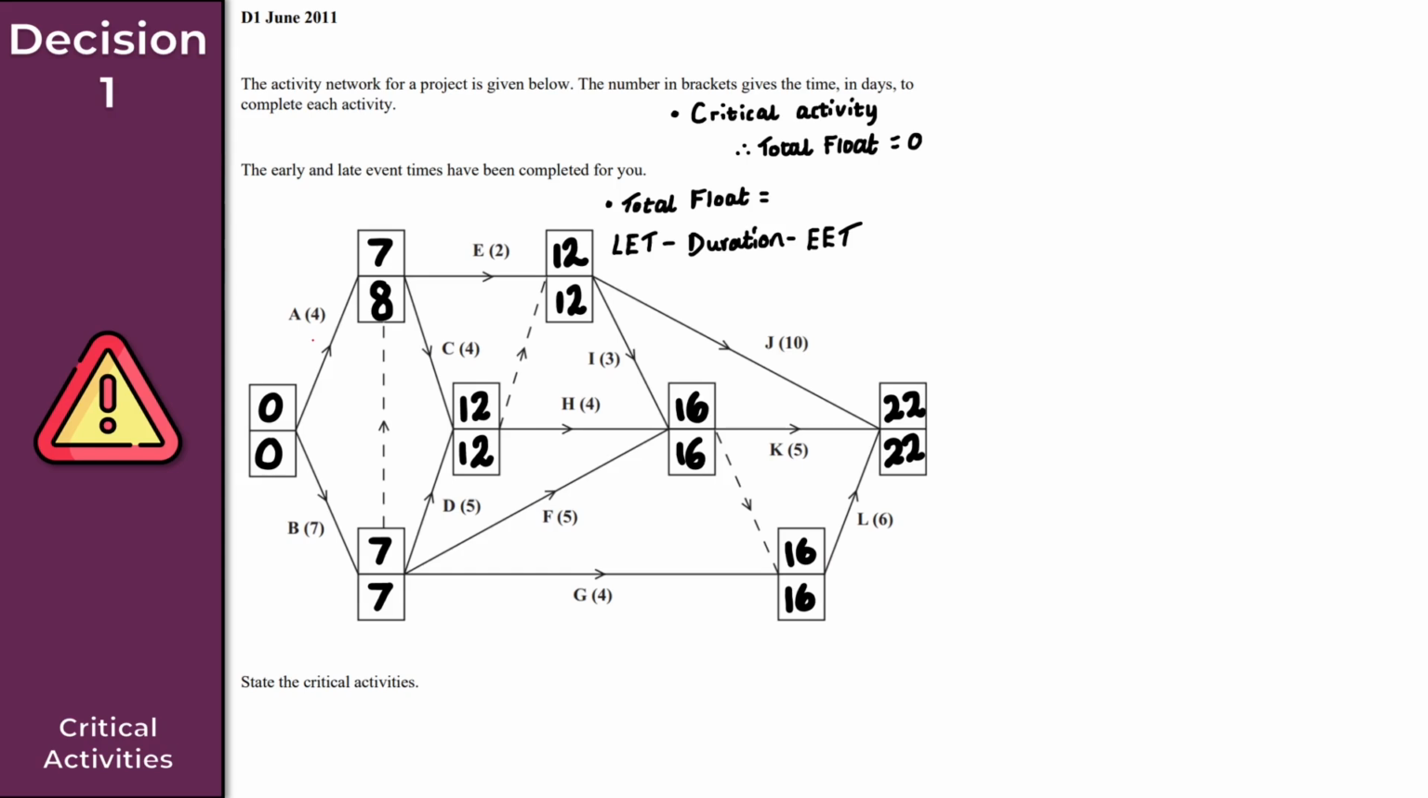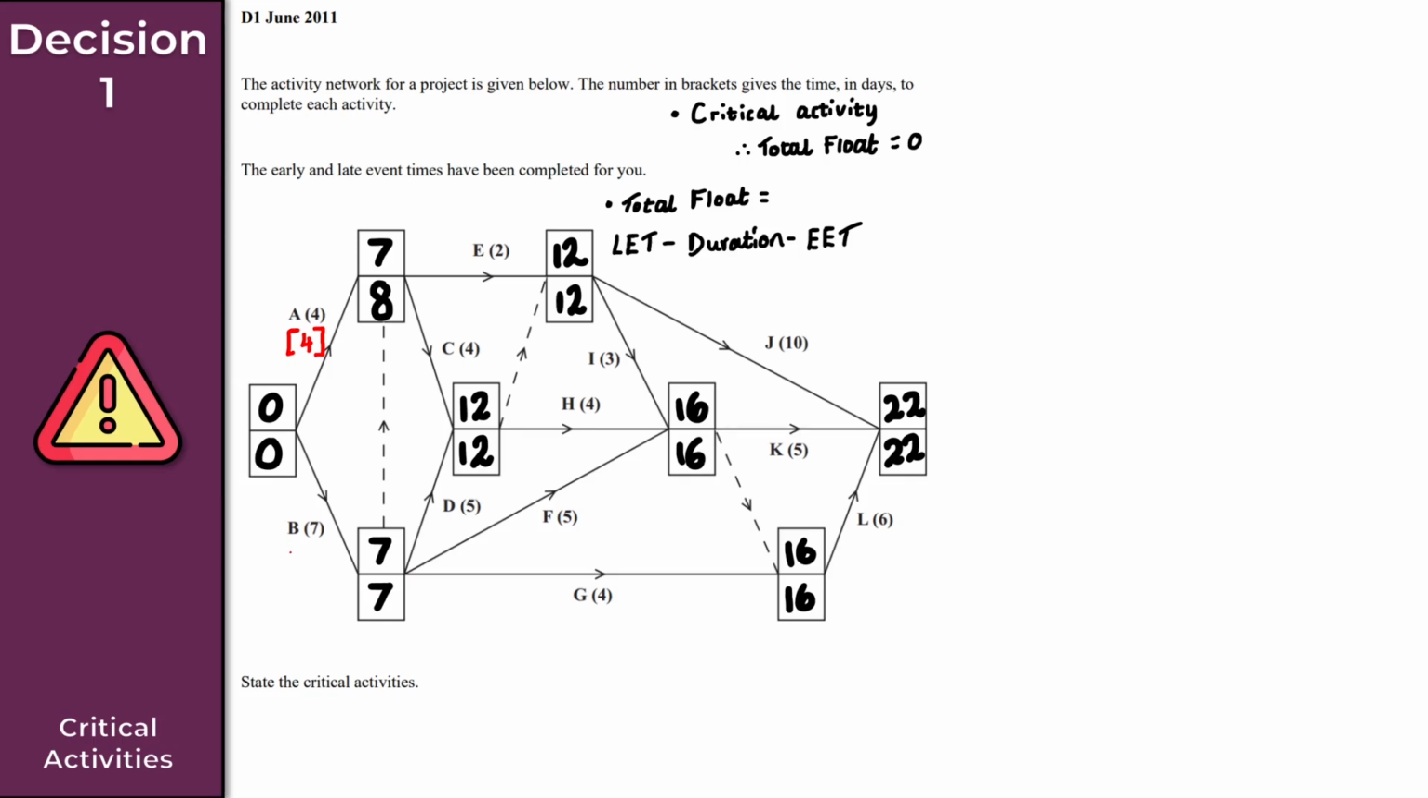So starting off then, we have activity A here. The late event time is 8, the duration is 4, and the early event time is 0. So I do 8 minus 4 minus 0. In that case then, activity A here has a float of 4. I'm going to put 4 here in square brackets underneath, okay? The value inside the square bracket just represents the total float of that activity, okay?